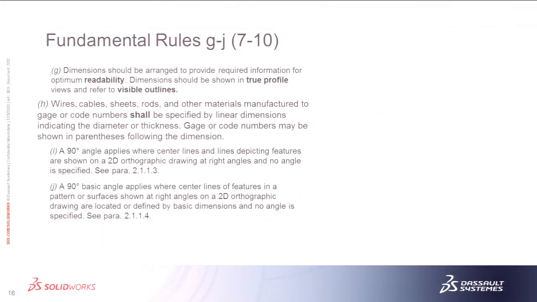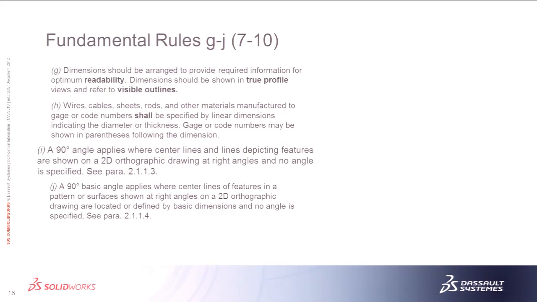All right, so next one: wires, cables, sheets, rods, and other materials manufactured to gauge or code numbers shall be specified by linear dimensions in your material. So when you specify that you want a .1196 thick steel sheet, that's 11 gauge, but in your notes you should specify it by the linear dimension. You can put the gauge number out beside it.